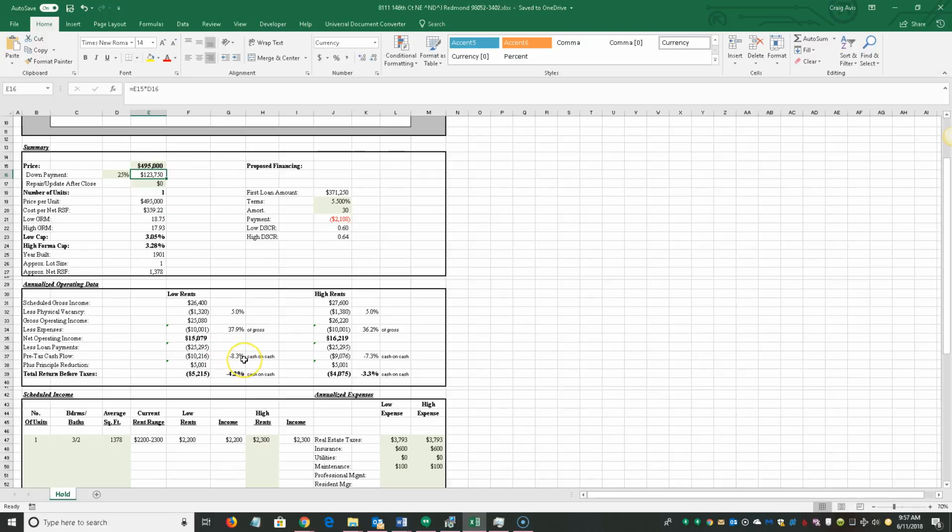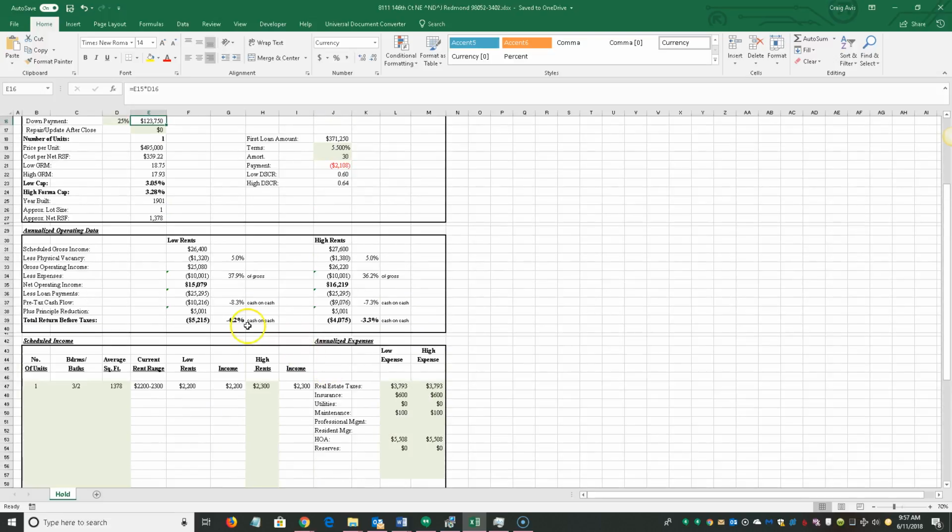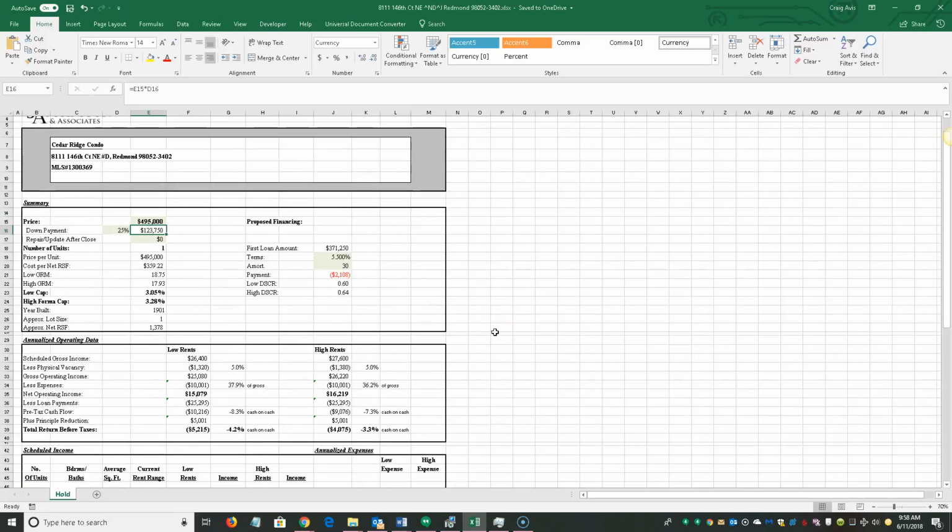So in this case, it's a negative 8.3, negative 4.2 after factoring the principal pay down, making this not a very good investment property, at least cash flow wise. If you thought that there was going to be great appreciation on this, maybe you'd be willing to take zero or slightly negative cash flow. That's a pretty big negative cash flow, so not thinking that this is a very good investment anyway, but there you go. That's how you can plug in and use this spreadsheet to analyze a property.